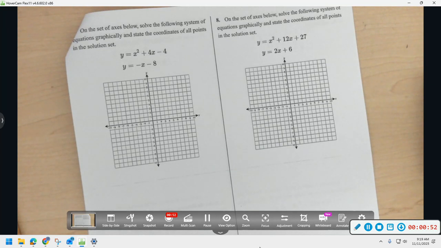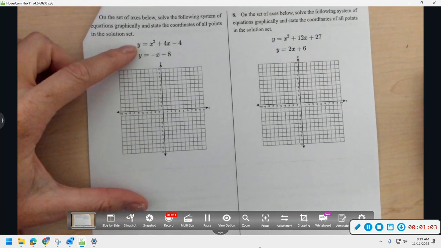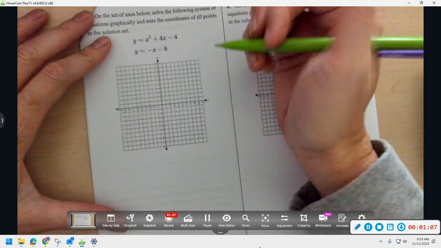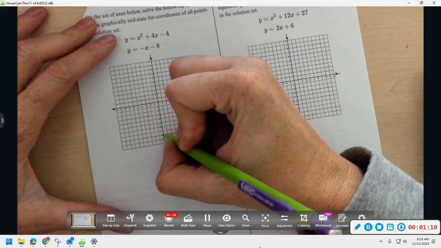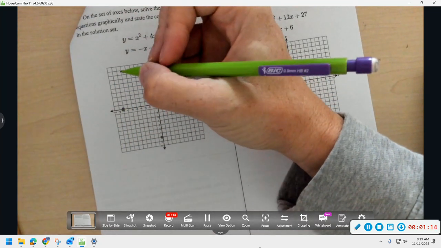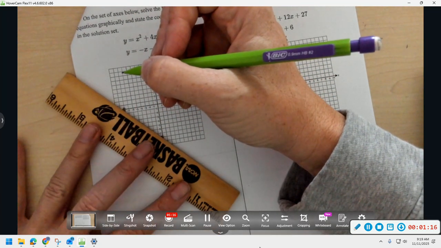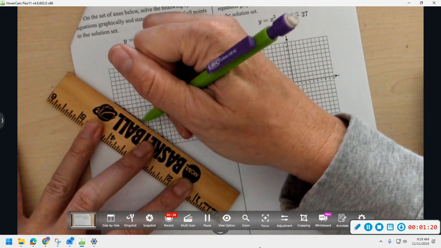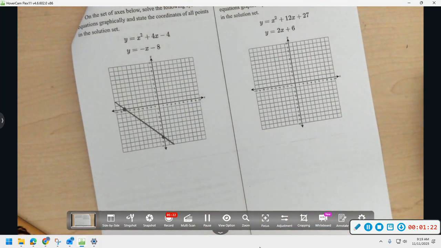So as far as the line part, the negative x minus 8, we should be good graphing that right off the top. Let's just get the line on there, and then we'll talk about how we're going to do the quadratic kind of quick. So negative x minus 8. I've got a y-intercept at negative 8 and a slope of negative 1. So you're going down 1, out 1, down 1, out 1. Make sure you graph it correctly or the whole thing just starts off wrong. So negative x minus 8.